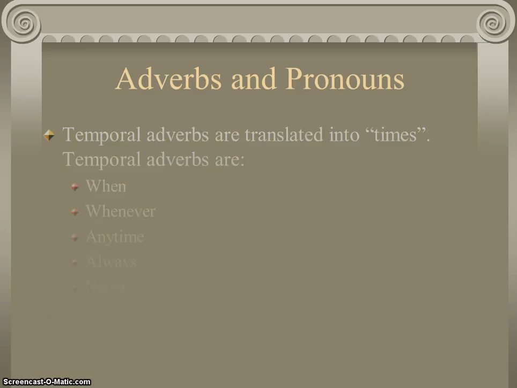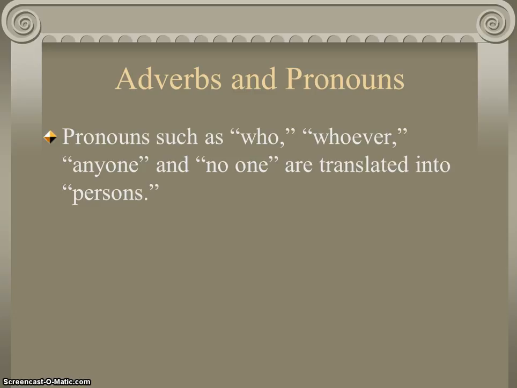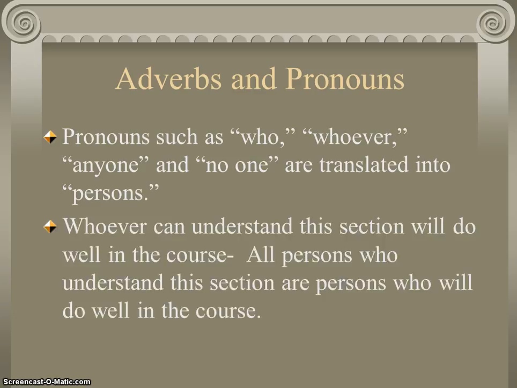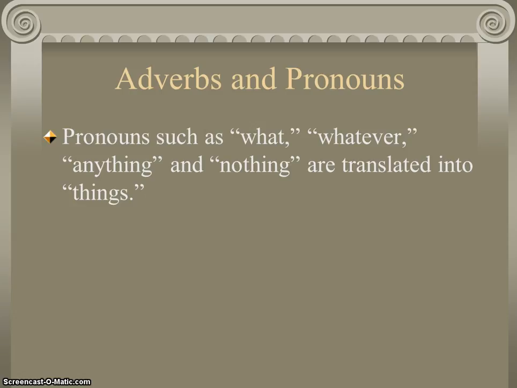We have pronouns. Pronouns such as who, whoever, anyone, no one translate into persons. "Whoever can understand this section will do well in the course" becomes "All persons who understand the section are persons who will do well in this course." So what we've just done is taken out the "who" and turned that into persons. We've translated that in. The other thing we have to do is deal with pronouns such as what, whatever, anything, nothing, and these are always translated into things.